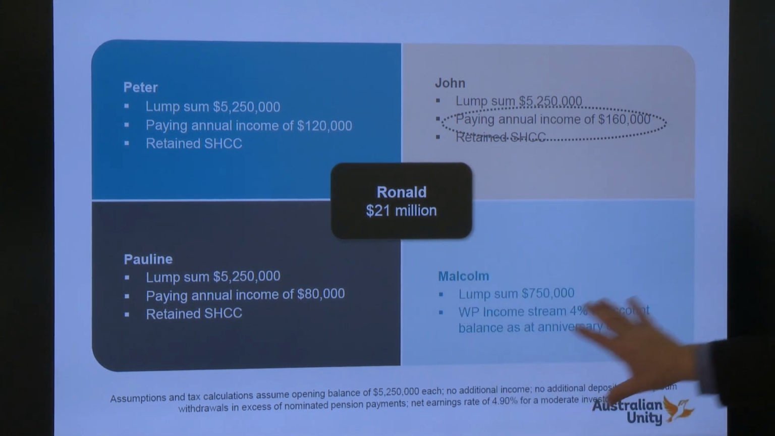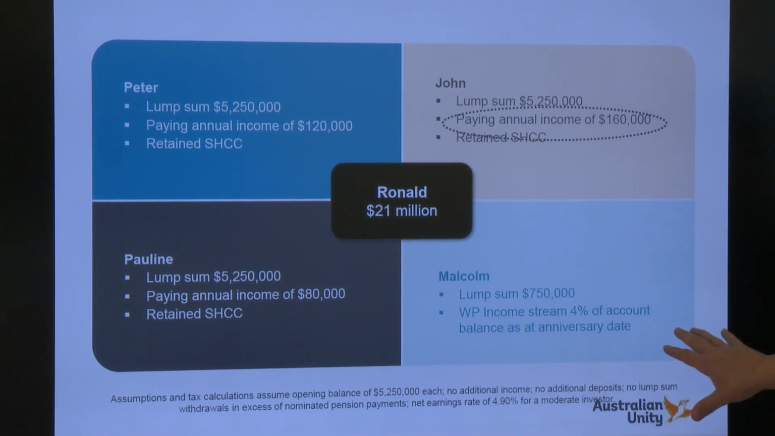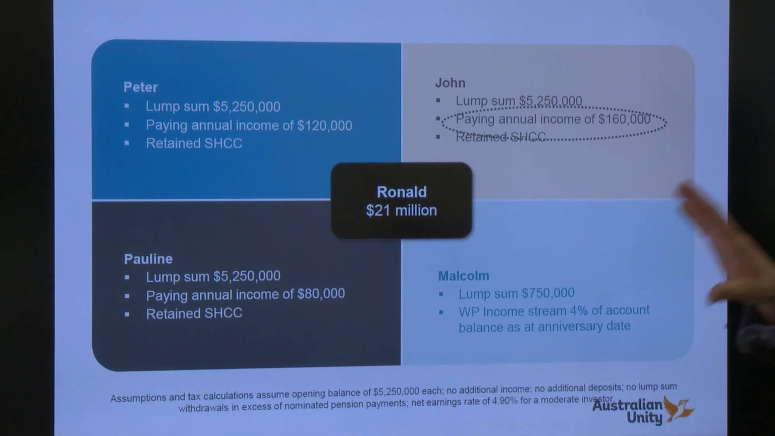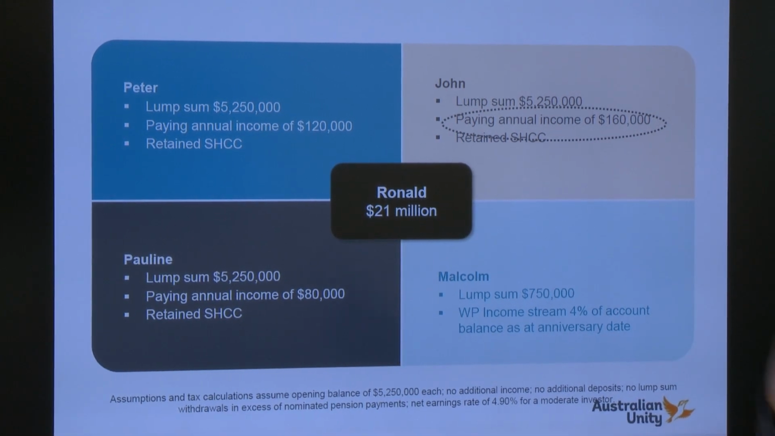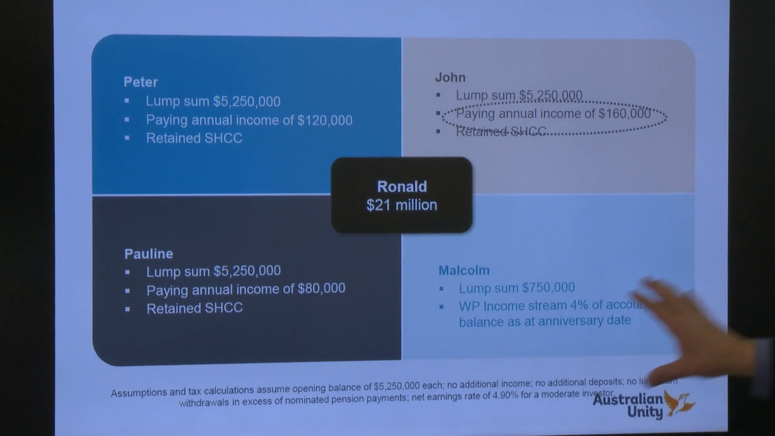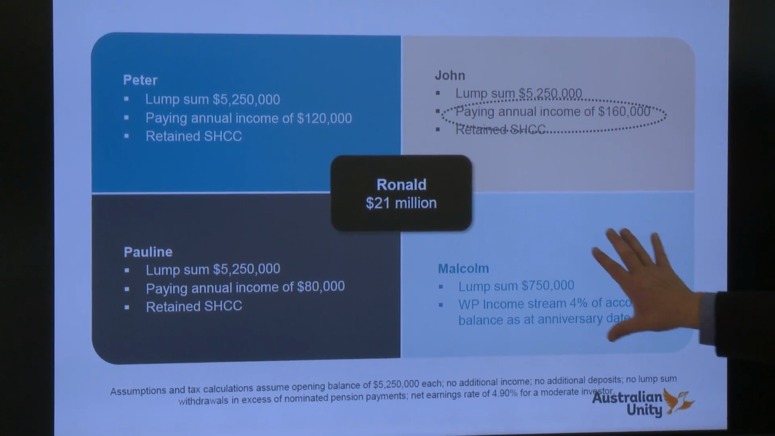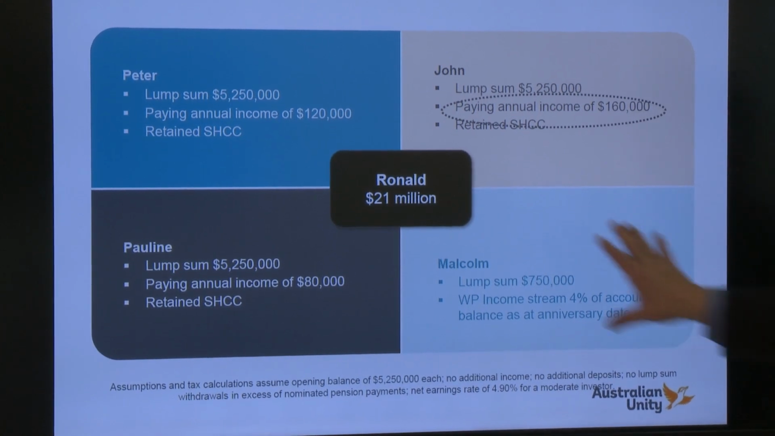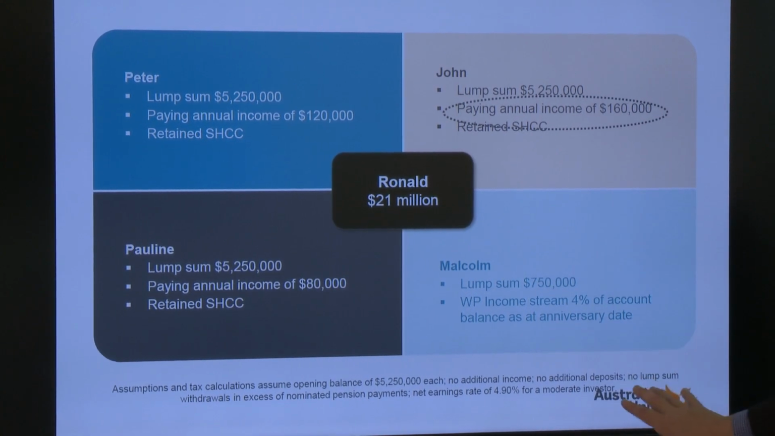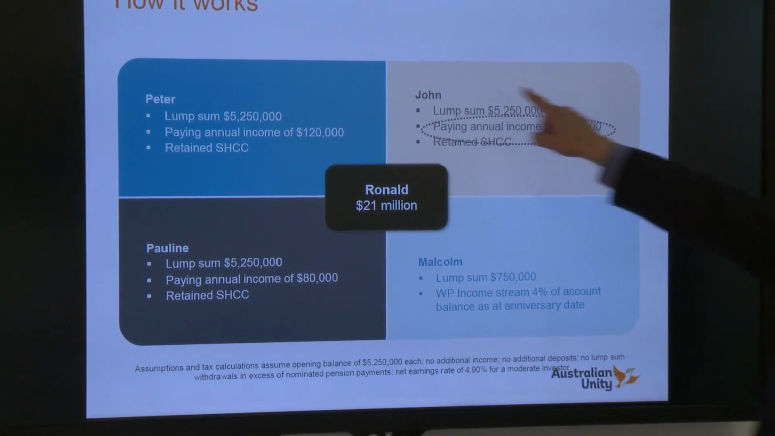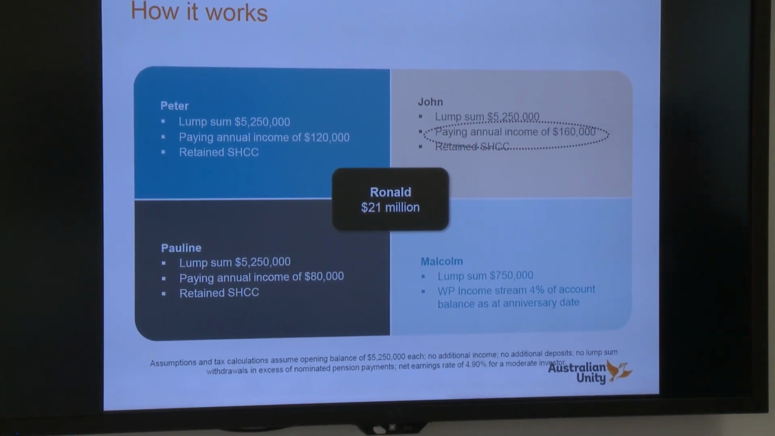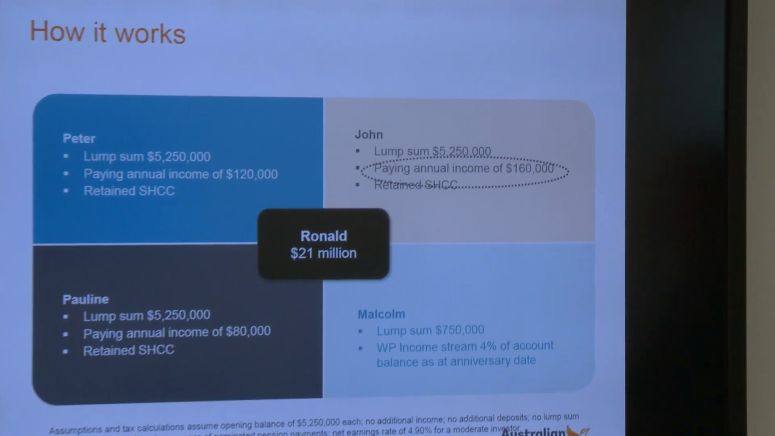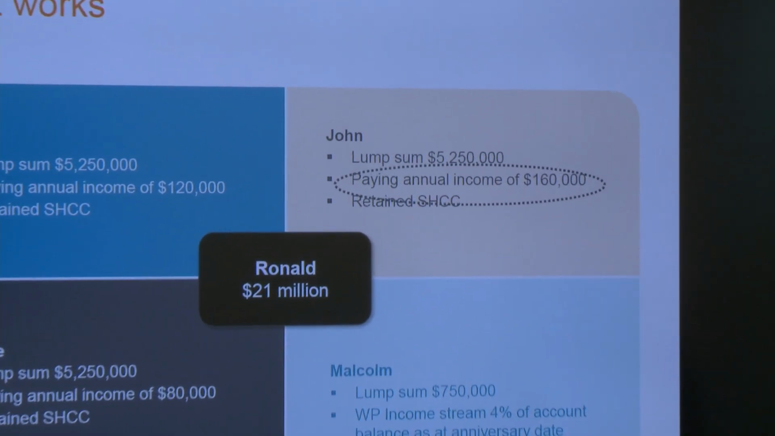Malcolm received a smaller lump sum, and he's being paid an income stream of 4% of his account balance. So he's getting an income for the rest of his life. Now, if something happens to Malcolm and he passes away, whatever is in here will then go through to his estate. Okay? And he can also nominate beneficiaries off the back of this. But let's take a look at John. John's drawing $160,000 every year from his $5.25 million in the bond.